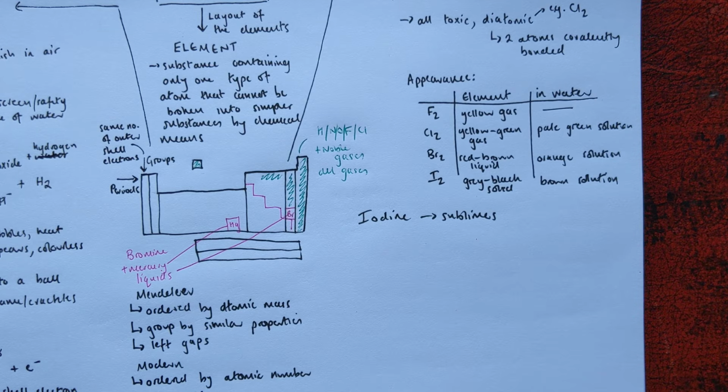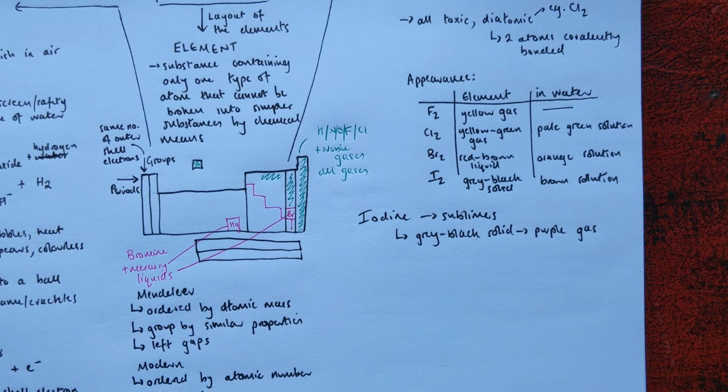So you think of water, you go from an ice cube to liquid water to steam. That's two different steps. If you heat up solid iodine, it goes directly to gas. You just need to know the observation for that. The iodine starts off as a grey-black solid and it turns into a purple gas whenever it sublimes.